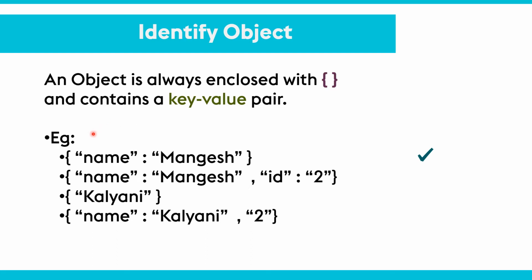In the second one, it is name colon Mangesh, comma, ID colon 2. So here we have two key value pairs separated by a comma. So this is also the correct format. Then comes Kalyani.